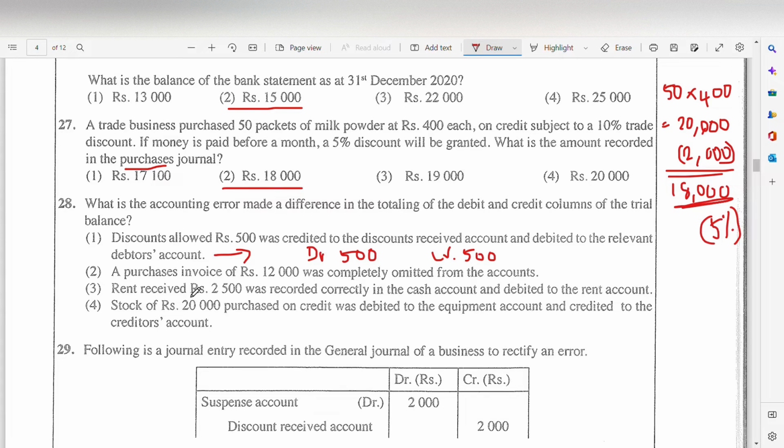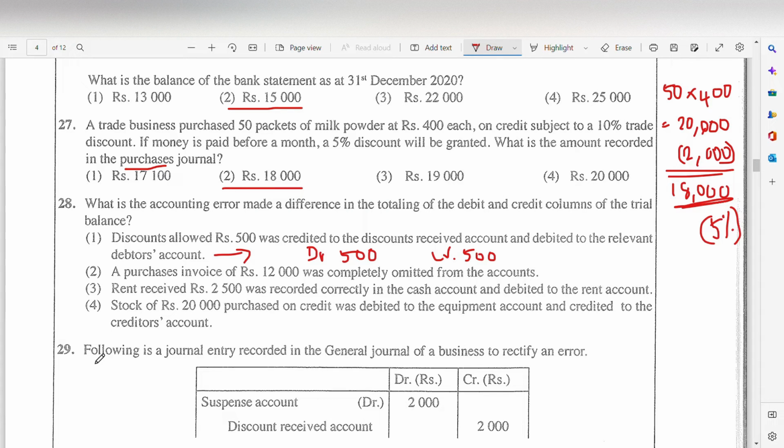A purchaser's invoice of rupees 12,000 was completely omitted from the accounts. Now this is completely not recorded. No debit, no credit. Then again it doesn't create a difference in trial balance. So 2 is also not the answer.